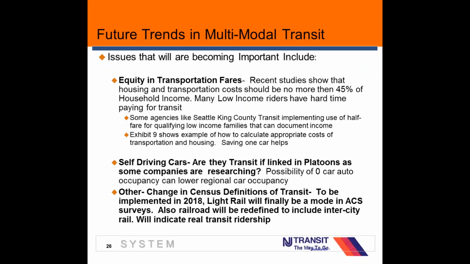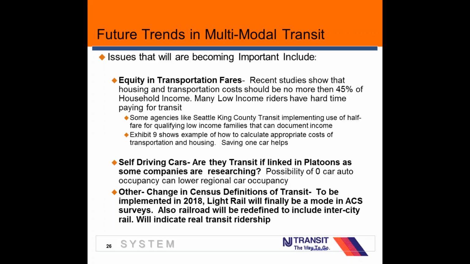The other issue that's becoming important is equity in transportation fares. Recent studies show that housing and transportation costs should be no more than 45% of household income. Many low-income riders have had a hard time paying for transit. With the trend in equity for transportation fares, some agencies like Seattle King County Transit have been implementing half fare for qualifying low-income families that can document their income. This gives them a discount because they can't really afford to use transit, and the fares actually limit their mobility.